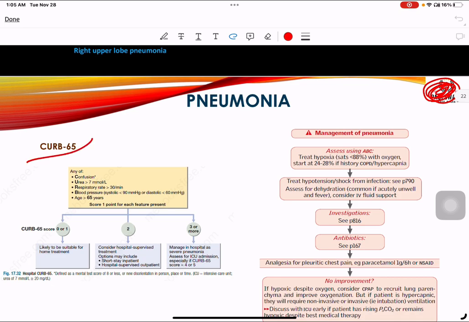So this is CURB-65, an indicator by which we can decide whether the patient will be treated at OPD, ward, or ICU. There will be 5 criteria: confusion, urea greater than 7 millimole per liter, respiratory rate more than 30, systolic blood pressure less than 90 or diastolic blood pressure less than 60, age more than 65. If the patient has 3 or more points, the patient should be managed in ICU.